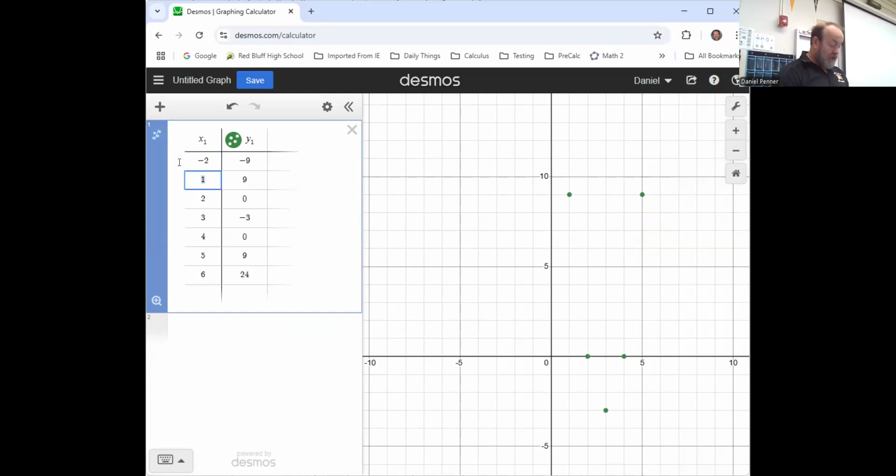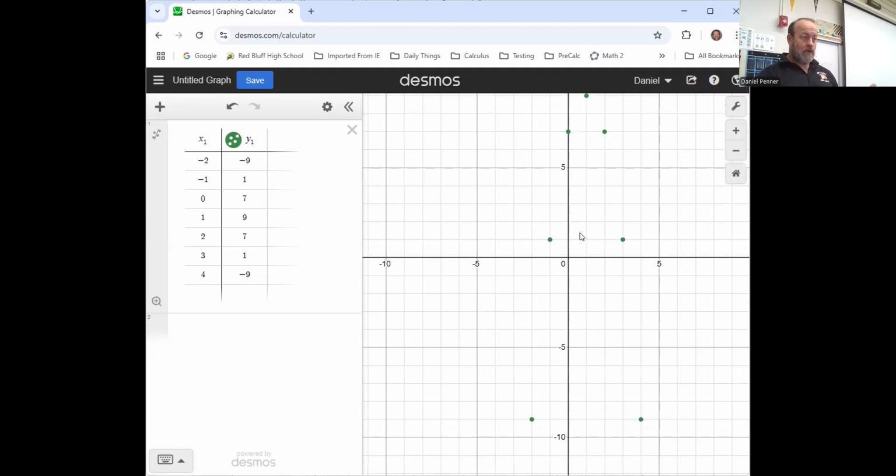When I plugged in -1, I got 1. And when I plugged in 0, I got 7. When I plugged in 1, I got 9. When I plugged in 2, I got 7. When I plugged in 3, I got 1. And when I plugged in 4, I got -9. Now, hopefully I see evidence that this graph looks correct to me.